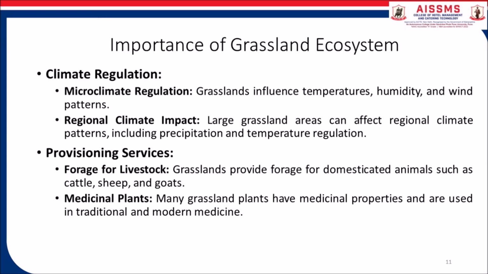Next will be provisioning services. Grassland provides forage for domesticated animals such as cattle, sheep, and goats, supporting livestock production and agriculture. It also contributes to medicinal plants.